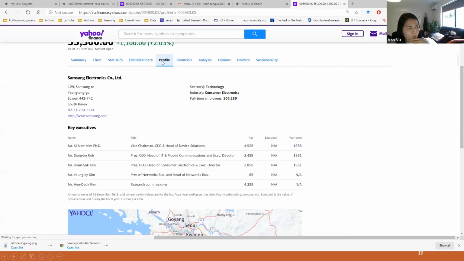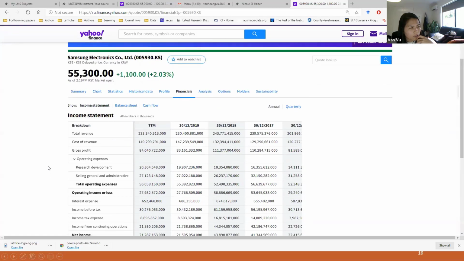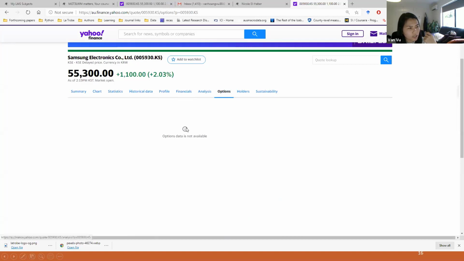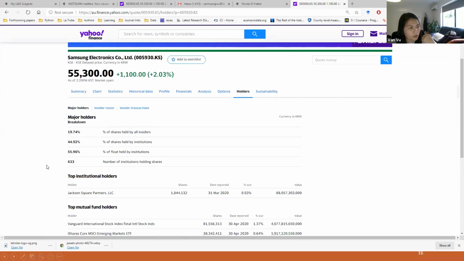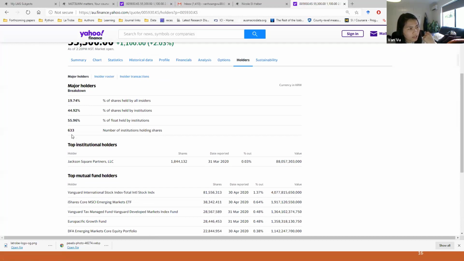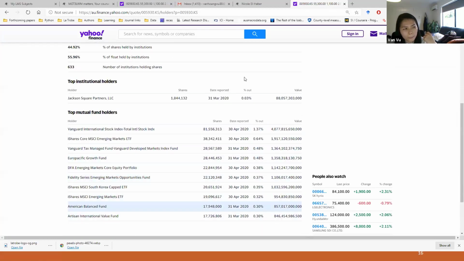I can also look at the profile of the company. This is where the company is located, and these are the key executives, the key figures of the company. Financials, I can even look at option trading, okay? It's not available for this company. Now, if I want to find out more about the shareholdings of the company, here I have the information about the major holders, the top institutional holders, and so on and so forth, right?